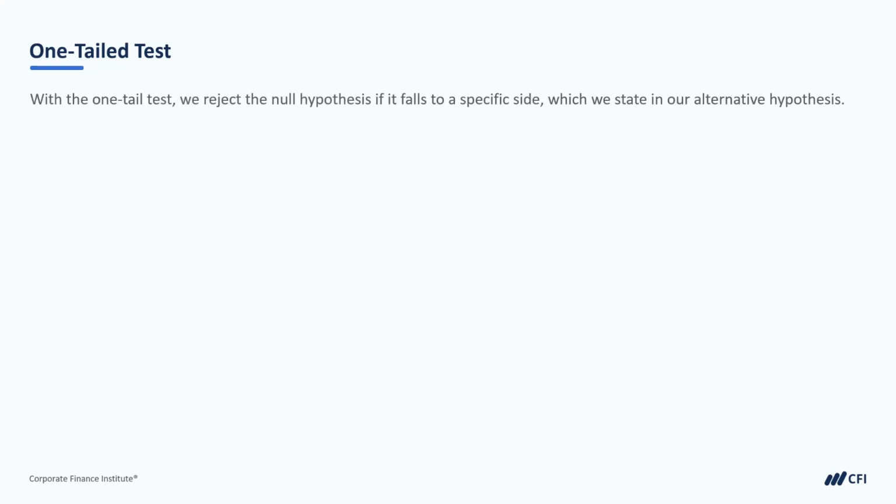For our first hypothesis test, we ran a two-tailed test, as we wanted to test to see if there was any difference between our two warranties. Using this type of test, we failed to reject our null hypothesis. We have the option now to run another analysis, this time using a one-tailed test. With the one-tailed test, we only reject the null hypothesis if it falls to a specific side, which we state in our alternative hypothesis. So before we conduct our test, we need to update our hypothesis.